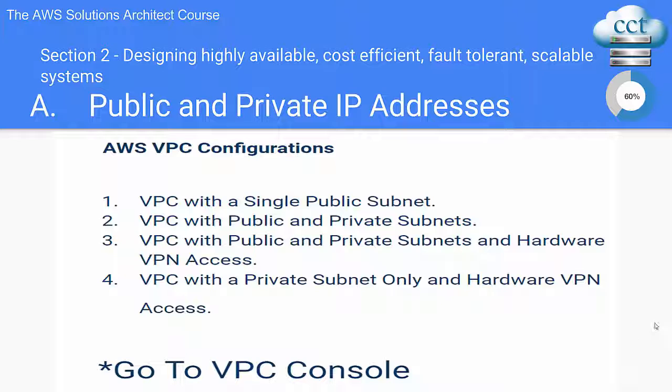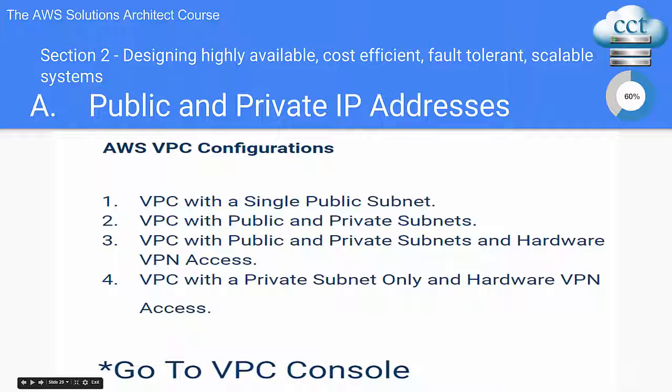So there are certain AWS VPC configurations. Well, there are 4 possibilities. There's a VPC with a single public subnet, a VPC with public and private subnets, a VPC with public and private subnets and hardware VPN access, and a VPC with a private subnet only and hardware VPN access.